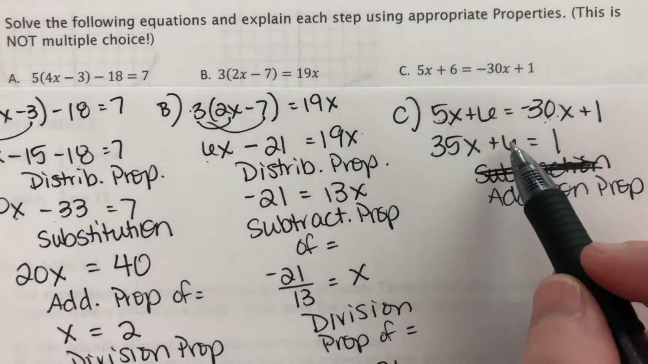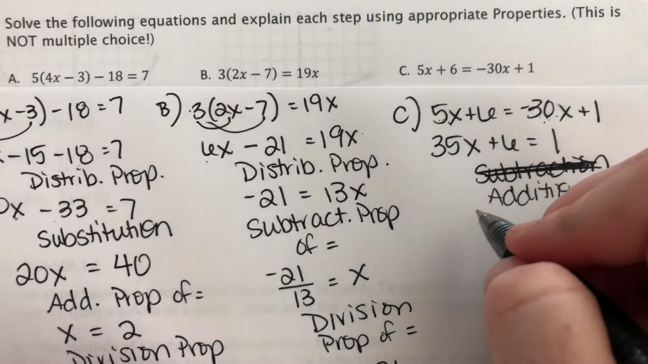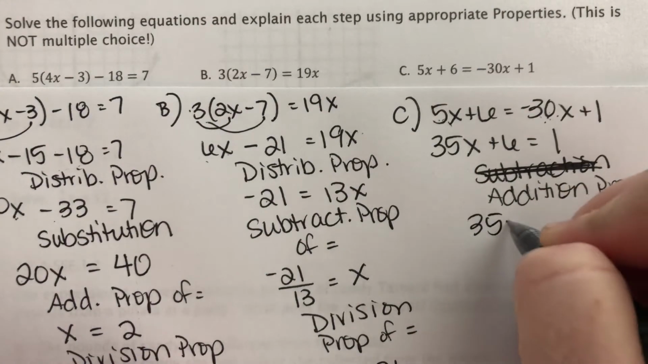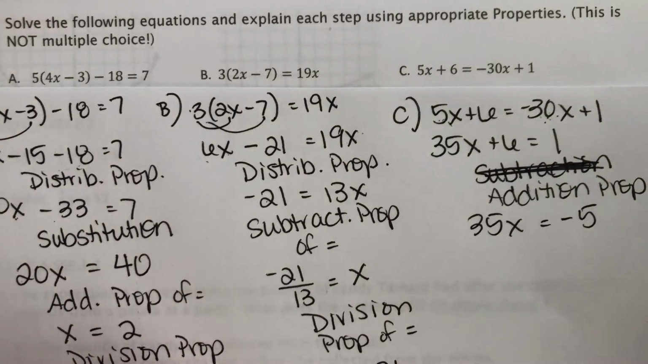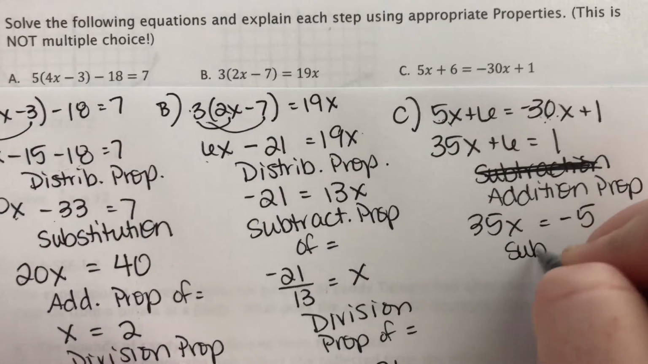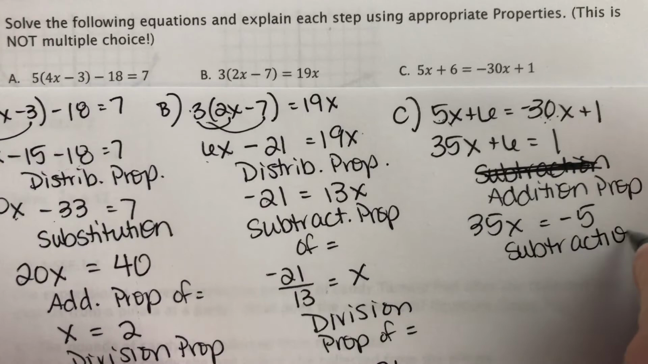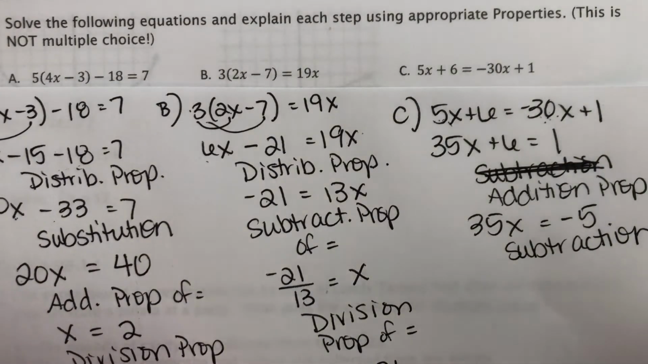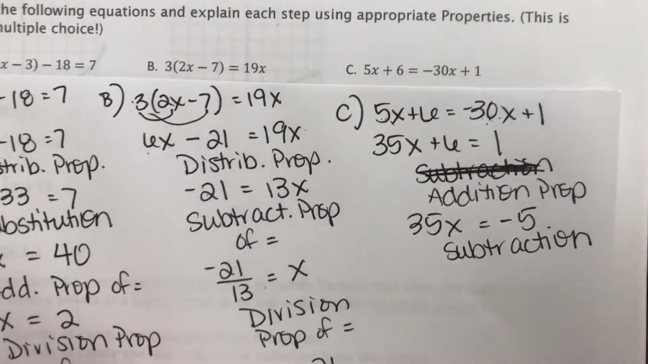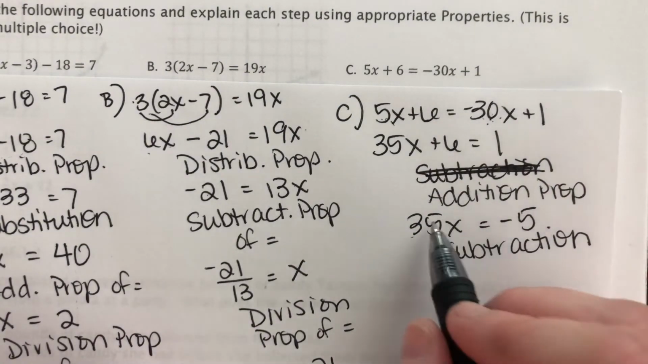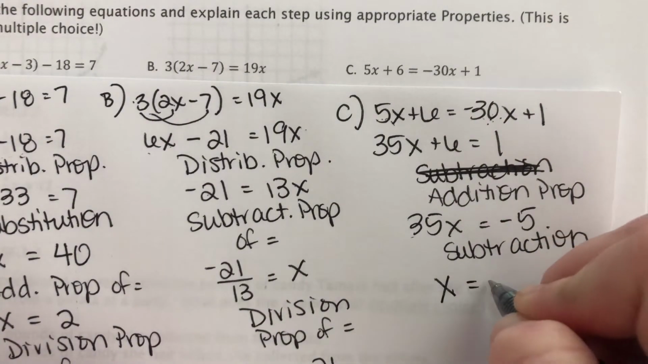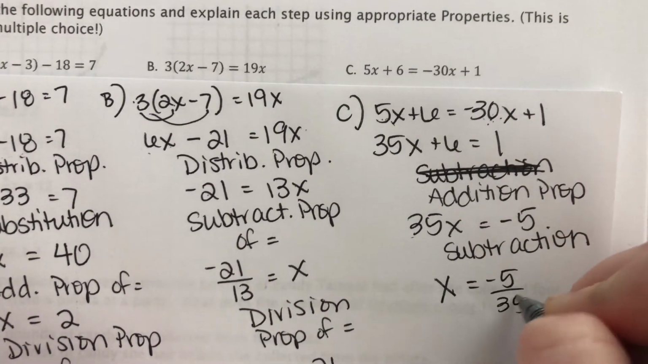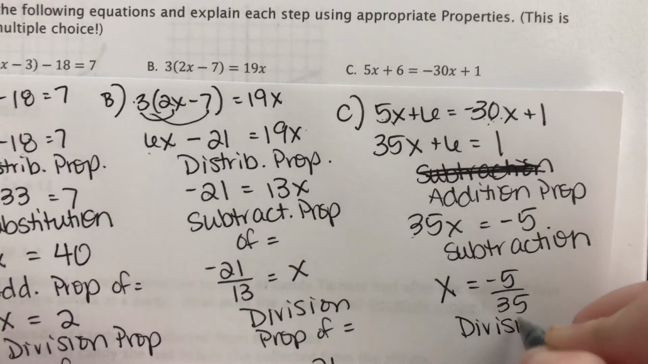Now I want to subtract 6 from both sides of my equation. So I'll end up with 35x equals 1 minus 6 is negative 5. And that's the subtraction property of equality. And then the last thing I need to do is divide to get x by itself. I need to divide both sides by 35. So I'm going to have x equals negative 5 over 35. That's the division property of equality.